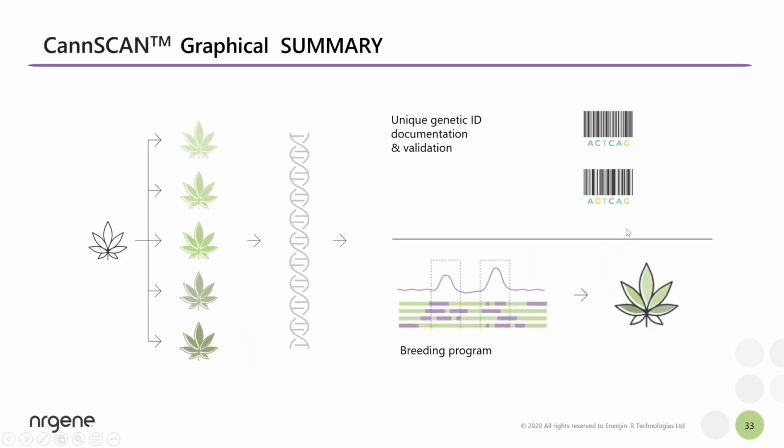So the take-home message that I'm leaving you with is this simplified graphic message that with CannSCAN, we are accepting your germplasm samples. You send us 200 or more samples of your germplasm. We analyze with our providers the genetic makeup, and we create a unique genetic ID for documentation and validation, time-stamped for your germplasm. And at the same time, you could use the same type of data in the breeding program and use it to advance in the breeding program and work with us on creating new cultivars.